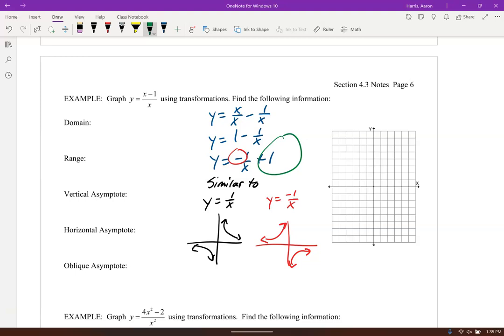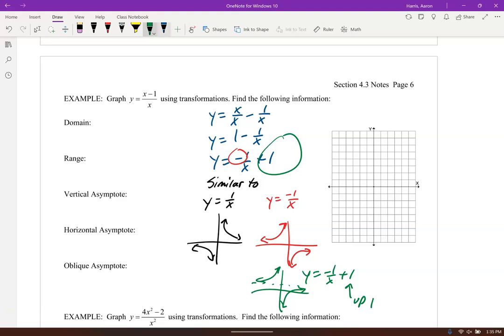Up 1. Now bump that red one up 1. So now we have negative 1 over x plus 1. So that's a vertical shift up 1. So the whole thing goes up 1, but it looks like the red. So there's the transformations. Now let's answer a few questions from the original.